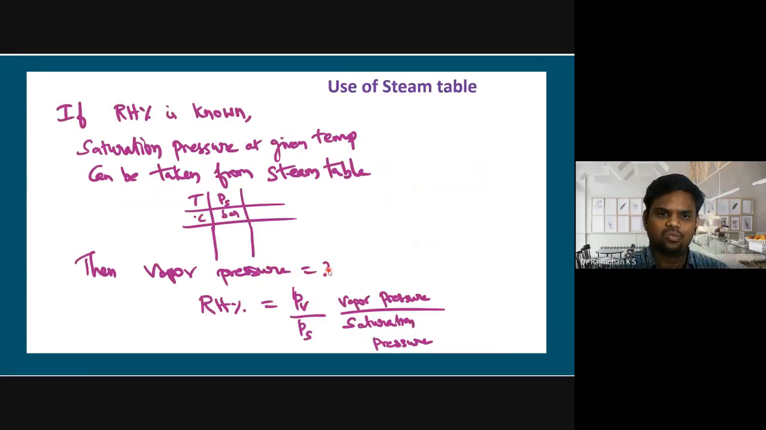We have seen how to make use of the steam table if relative humidity is known. The corresponding saturation pressure at the given temperature can be taken from the steam table, where temperature versus saturation pressure is given, and that data can be used to determine the vapor pressure. For example, relative humidity is known. Relative humidity is equal to vapor pressure by saturation pressure. So RH is given, and if you know the temperature, you will get the saturation pressure from the steam table, and we can determine the vapor pressure.